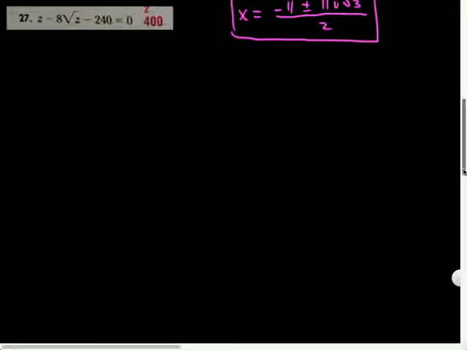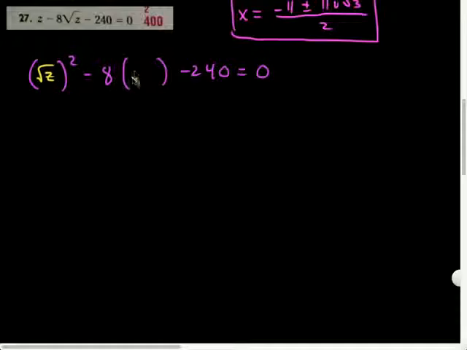It says z minus 8 root z minus 240 equals 0. So the idea is I want to figure out, can I pretend that this is a quadratic? So could I pretend this was something like this: parentheses squared minus 8 times parentheses minus 240 equals 0. And if I did, what would go in those parentheses? Square root of z, and it matches in both cases. Which it has to, right? So 8 times the square root of z is 8 square roots of z, and root z squared is z.